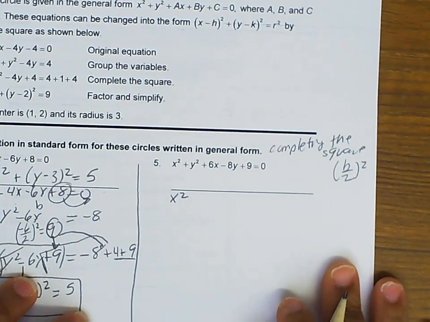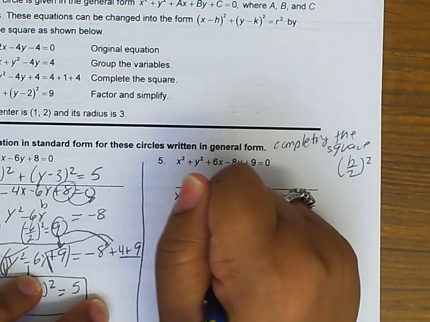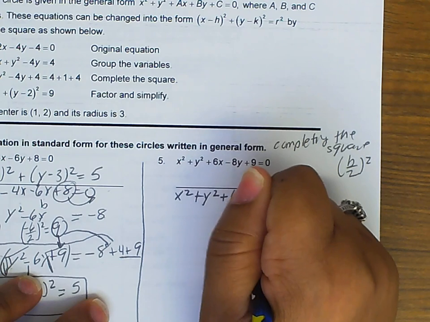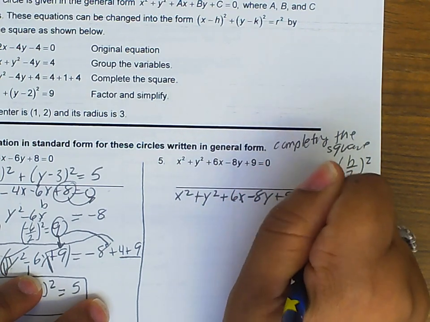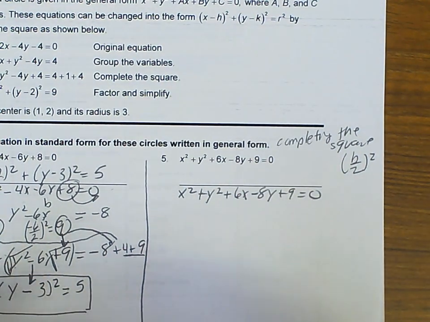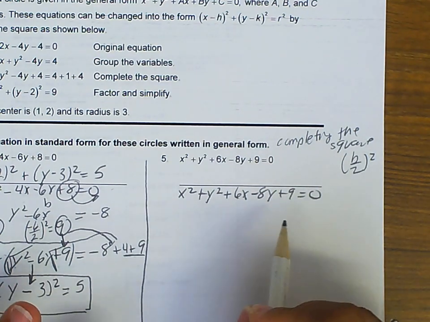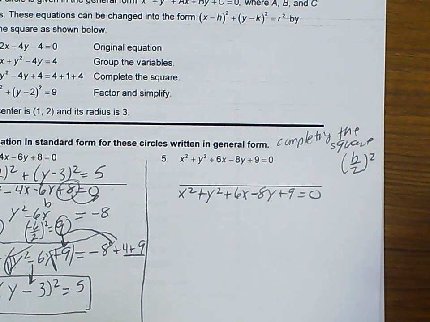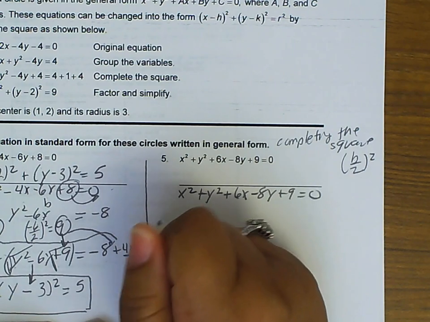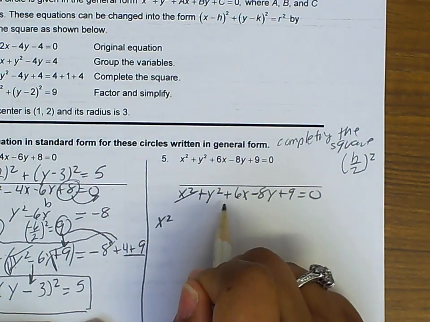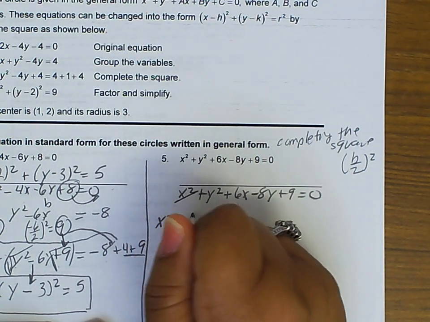Okay, so let's do this one now. We've got x squared plus y squared plus 6x minus 8y plus 9 equals 0. Again, you want to group all the x's together, the y's together, and the constant moves to the other side. So first, I've got 1x squared, and I have another x, so plus 6x.